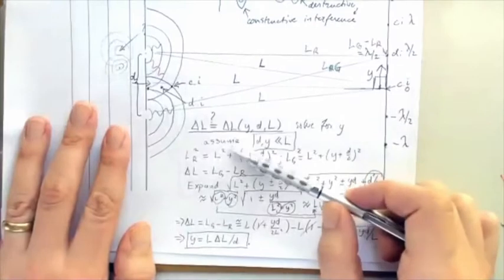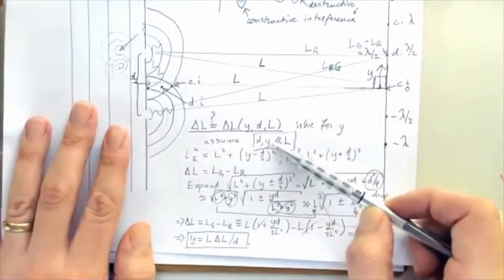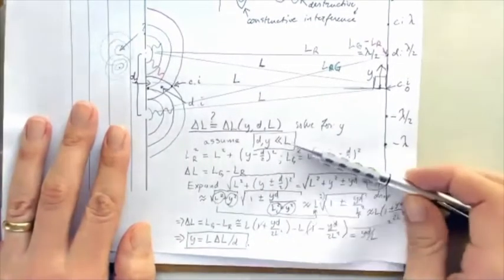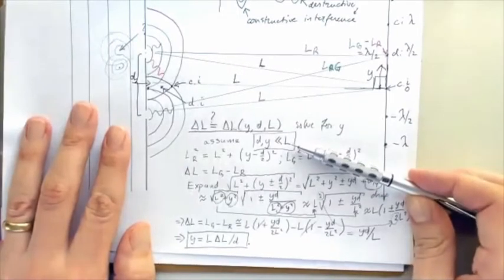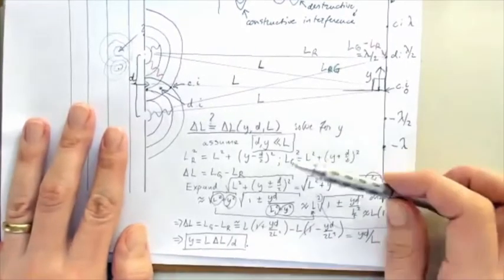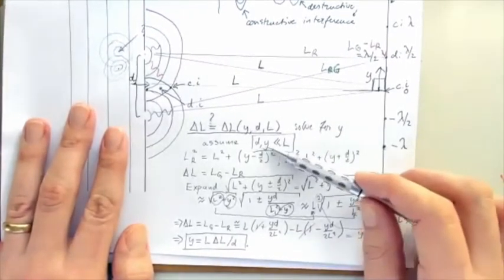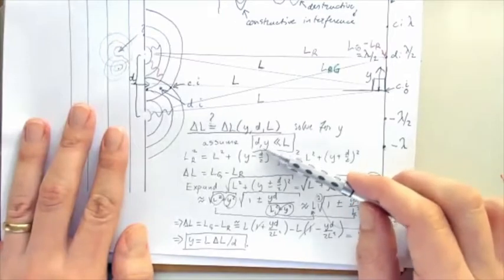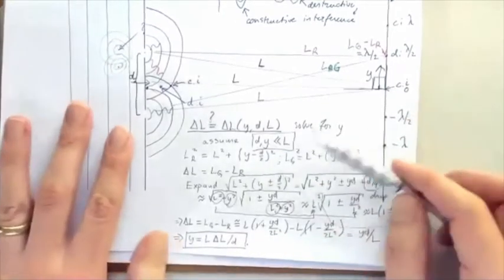So when you see that I'm saying assume that D and Y are much smaller than L, you should have this Pavlovian response that you're probably going to need a whole bunch of Taylor expansions. Now, the tricky thing about this is that you actually need two. You have two of these, so you have to figure out a way to make things go.